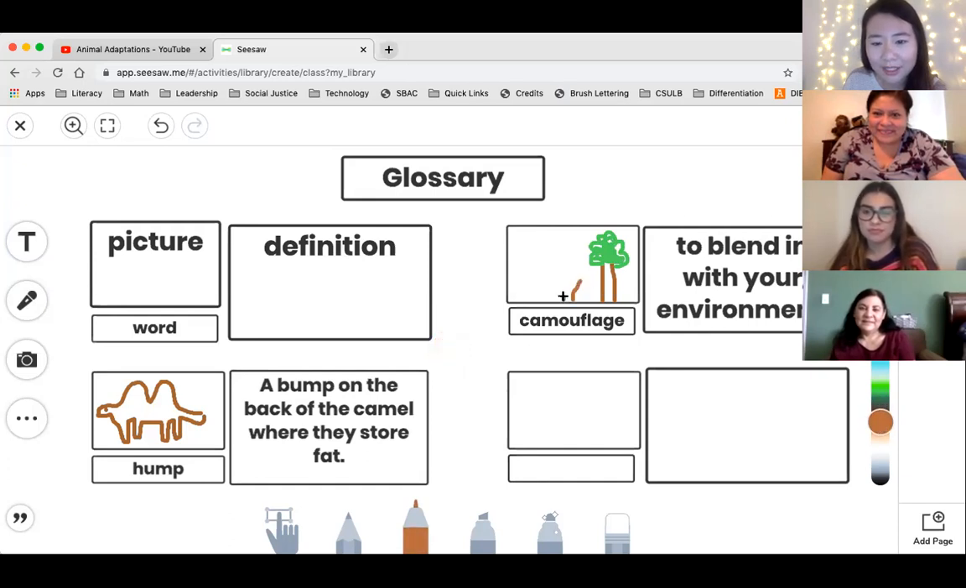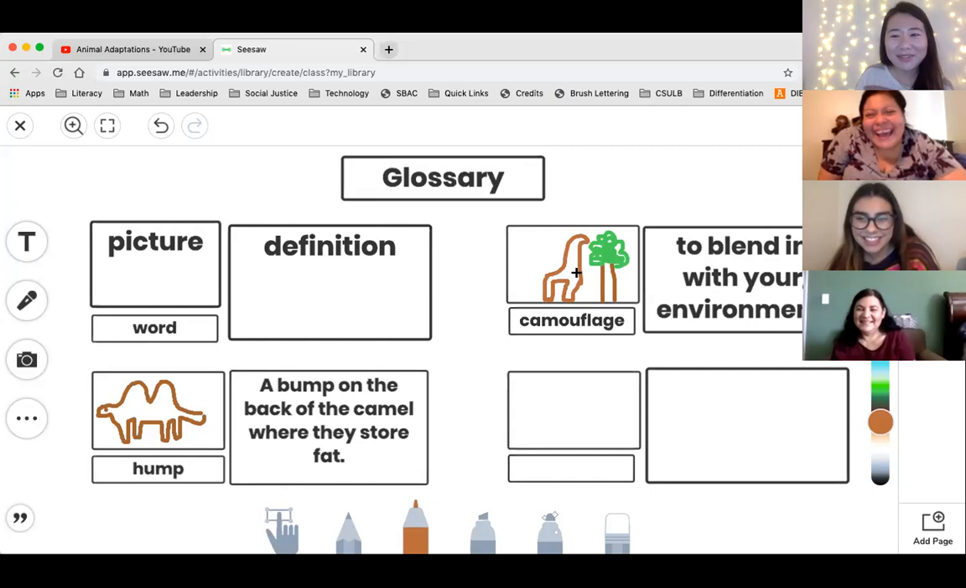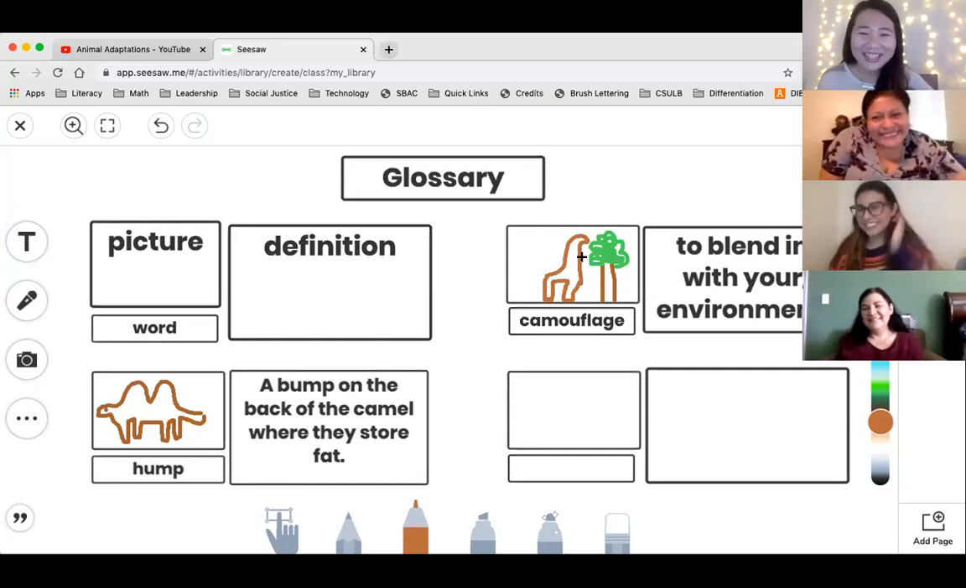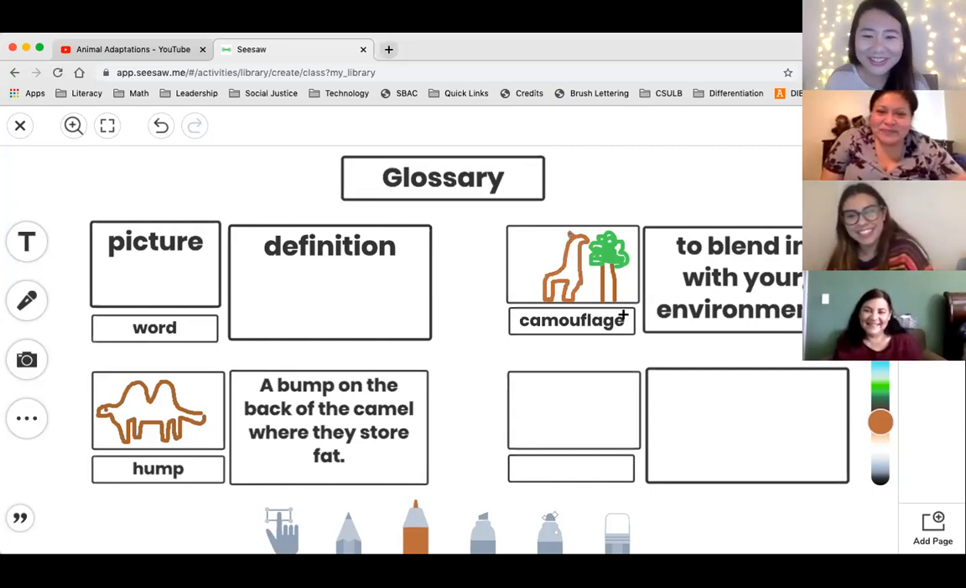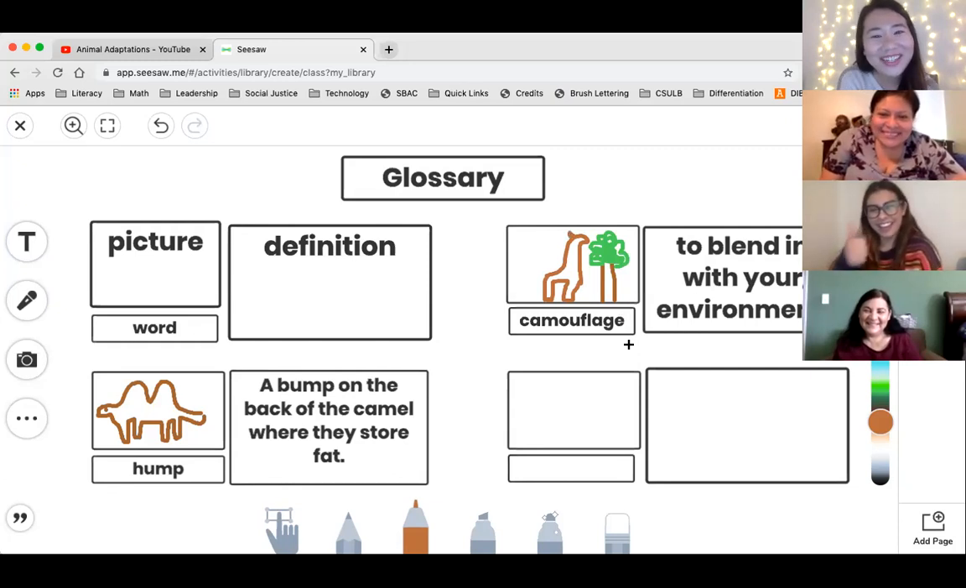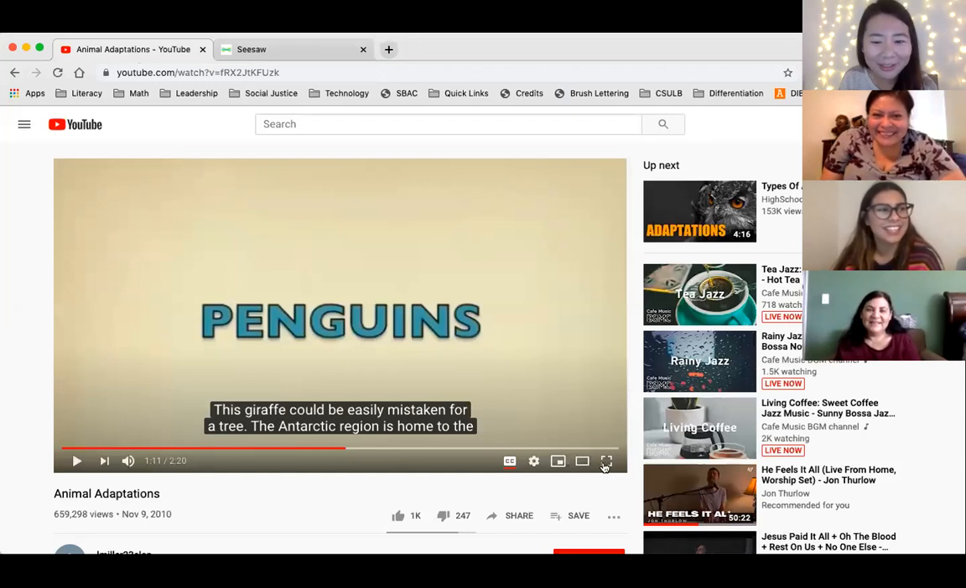So here's mine. Ooh, okay, let's think about this, Miss T. The giraffe. Whee. So many details. Oh, wow. And so it's kind of blending in because the tree and the giraffe have the same color. Forget the little ears. Okay, there we go. And so they're the same color because they're blending into the environment. Love it. Good word. Okay, let's go back to the last animal, the penguin.